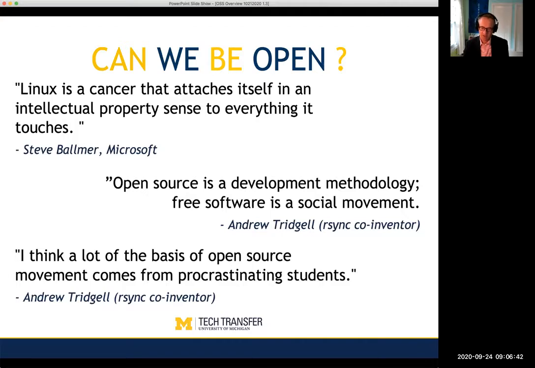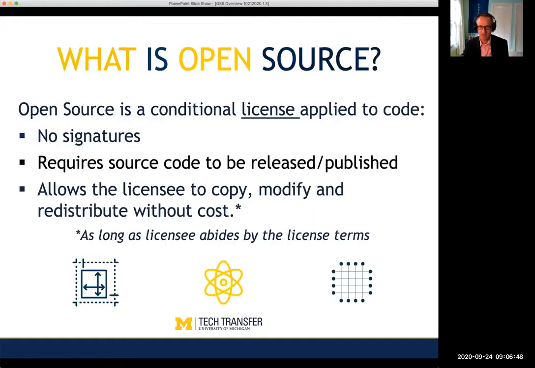So there's a wide variety of things that you'll hear with respect to open source and the history here. So what is it? Let's get to the basics of the basics. Open source is a license, and that's really the way we look at it from the tech transfer point of view. It is a licensing application. It is licensing that's applied to code, and it's a conditional license in the sense that traditionally, when you think about a license, you're going to either do a click-through license, or you're going to actually do a physical or digital signature on something. There are no signatures required in the case of open source.